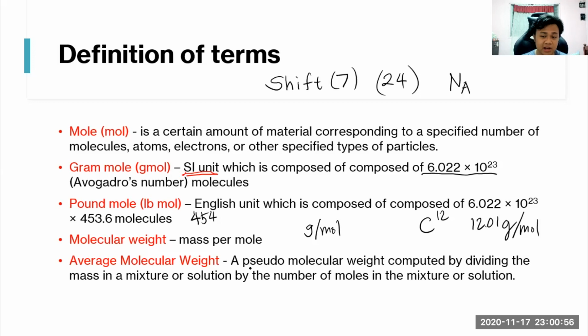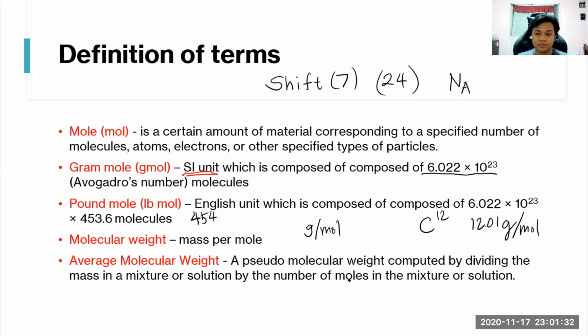Average molecular weight, or pseudo molecular weight, is computed by dividing the mass in a mixture or solution by the number of moles in the mixture or solution. This is really important in chemical engineering calculations. If we have a mixture of substances, for example air, you don't have a definite molecular weight of air, so we get its average. It will be discussed later with examples.